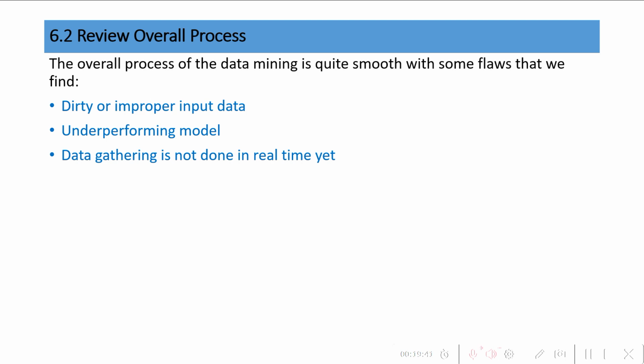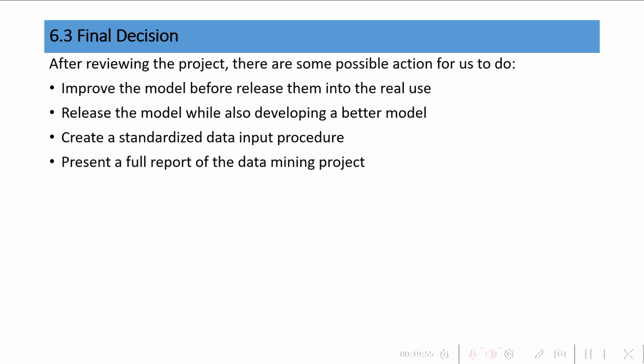Then review the overall process. The overall process of data mining is quite smooth with some flaws that we found. The dirty or improper data was there. Underperforming model was there for 1 or 2 iterations. Data gathering was not in real time and it was too much historic. So the final decision that we reached after reviewing the project is that we need to improve the model and release it for real use before releasing it for production. Release the model while also developing a better model. Create a standardized data input procedure. Present a full report of the data mining project.